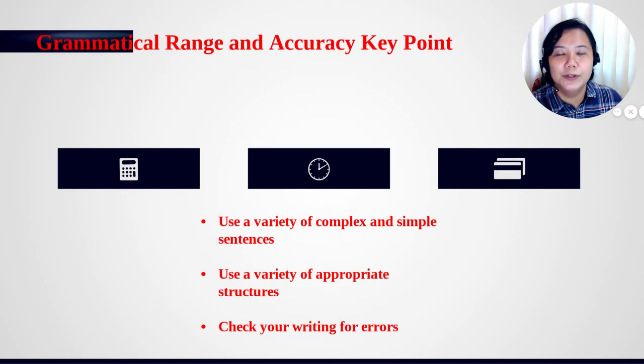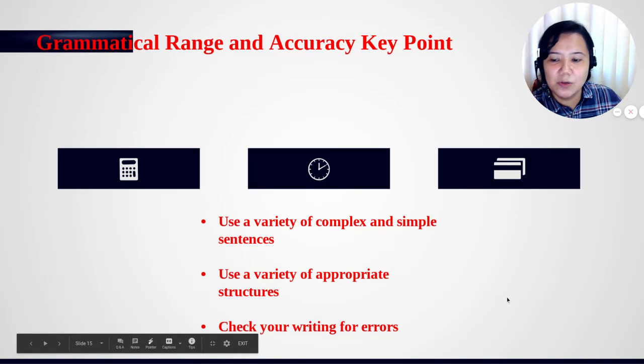Now, for your grammatical range and accuracy key points, these are some of the things that you really need to remember. Use a variety of complex and simple sentences. Simple sentences doesn't really mean that you need to keep it very simple, but try to make it longer. I would recommend most of the time to write, let's say, 10 to 12 words in one sentence if you can, so at least it has variations also.